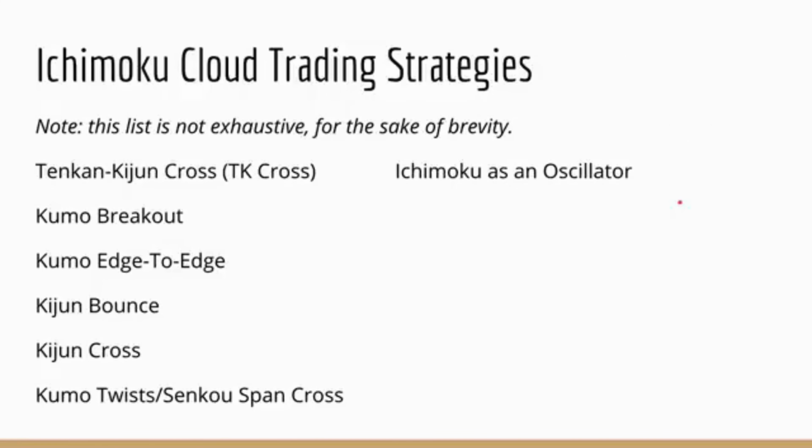So, these are the trading strategies we're going to go over today. This list is not exhaustive. If you want a more exhaustive one, pay for the Blockchain at Berkeley course taught by Carpe Noctem. That is exhaustive with a lot of detail, a lot more advanced stuff, and lots more examples. For now, we'll be going over, of course, the TK Cross textbook, Kumo breakouts, Kumo edge-to-edge trades, Kijun bounces, Kijun crosses, I promised we'd be spending a lot of time on the Kijun, Kumo twists, and Ichimoku acting as an oscillator.